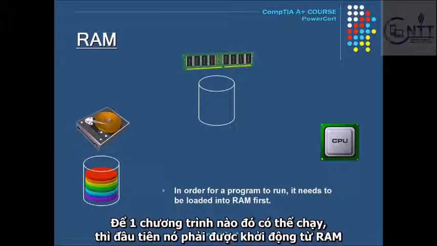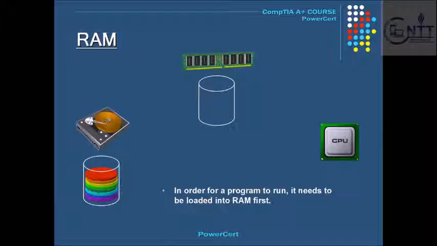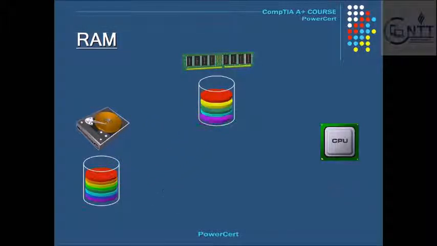The data or program is stored on the hard drive. Then from the hard drive, it is loaded into RAM. And once it's loaded into RAM, the CPU can now access the data or run the program. Now, a lot of times, if the memory is too low, it might not be able to hold all the data that the CPU needs.